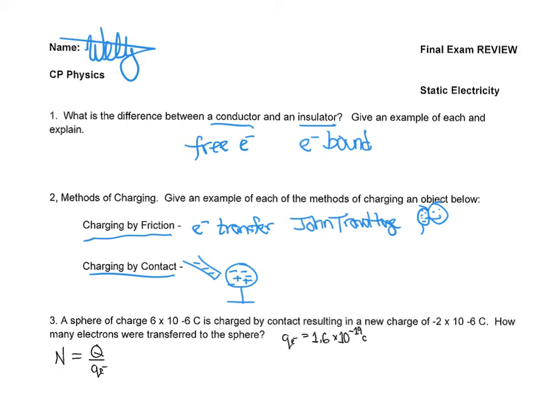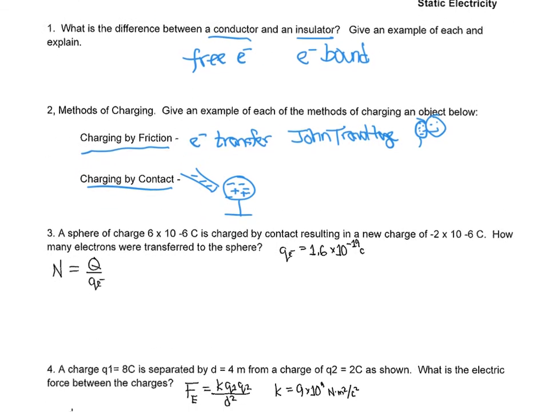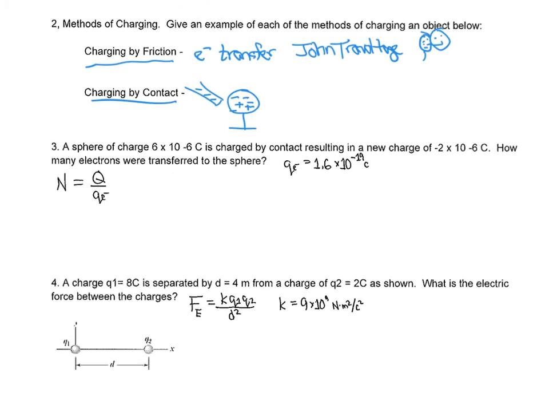All right, number 3. Let's move it up, everybody. So we have some problems here with 3 and 4. A sphere of charge 6 microcoulombs is charged by contact, drawing new charge -2. How many electrons were transferred? So we go from 6 to -2, that's a jump of 8. That means we have a change of 8 times 10 to the -6 coulombs of charge, or technically -8 because it went from +6 to -2.